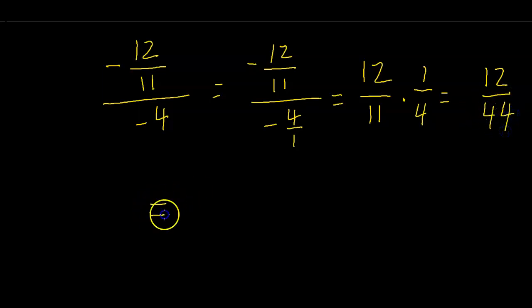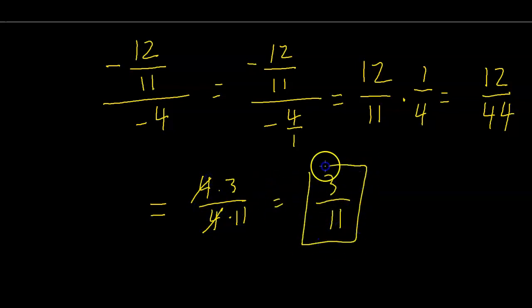All right, and now what you can do is note that 12 and 44 definitely have a common factor of 4, right? 12 is 4 times 3. 44 is, as we just saw, 4 times 11, right? Cancel out that common factor 4, and our answer is positive 3 over 11.